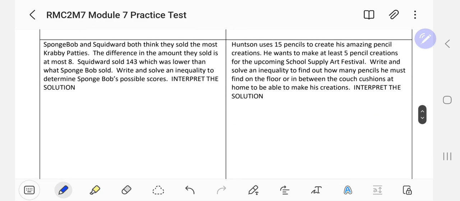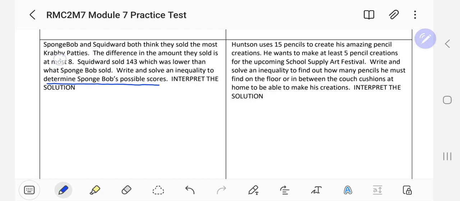SpongeBob and Squidward both think they sold the most Krabby Patties. The difference in the amount they sold is at most 8. Squidward sold 143, which was lower than what SpongeBob sold. All right. Write and solve an inequality to determine. Okay, so we're wondering about SpongeBob's total.